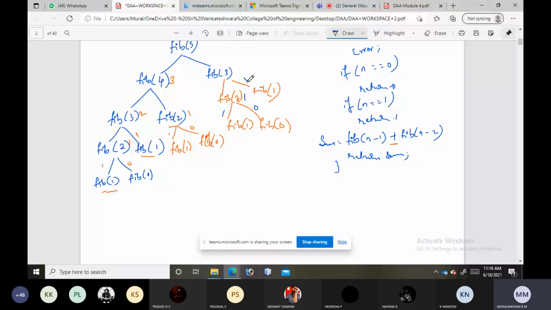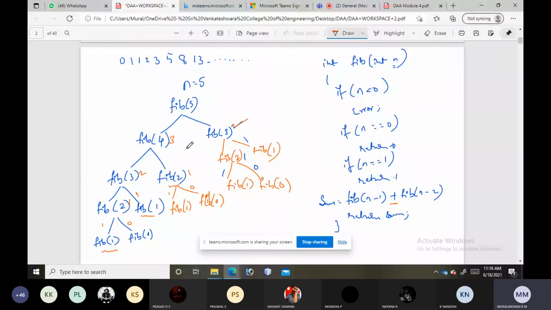Yes or no? Here it is 2, right? So 3 plus 2 is 5, right? 3 plus 2 is 5. Okay, now you just observe here.